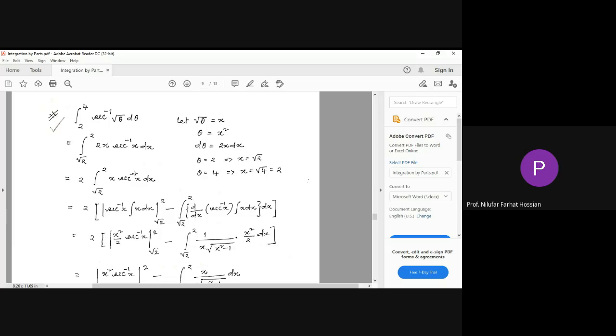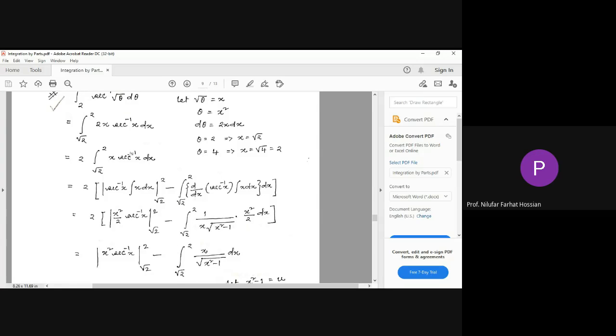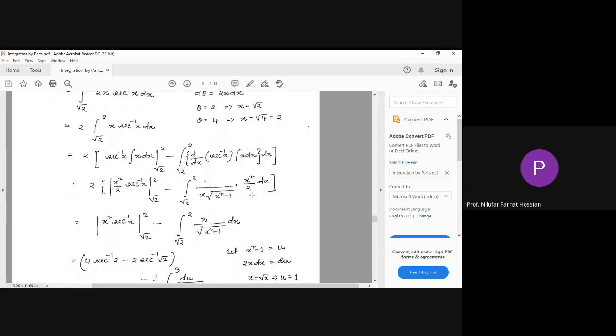You know this sec inverse x cannot be integrated directly. So sec inverse x should be the first function and this x should be the second function. Put these 2 outside, use a third bracket. So first function into integration of second function, and put the limits for the whole thing. Then minus the integration from root 2 up to 2 of d/dx of the first function into integration of the second function.